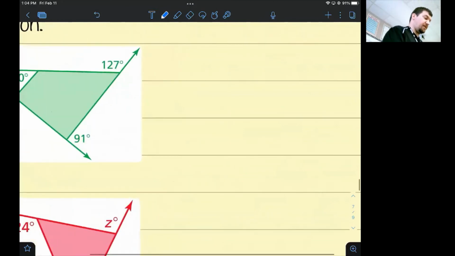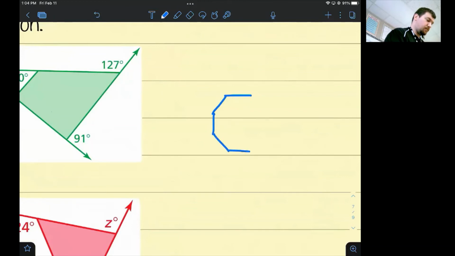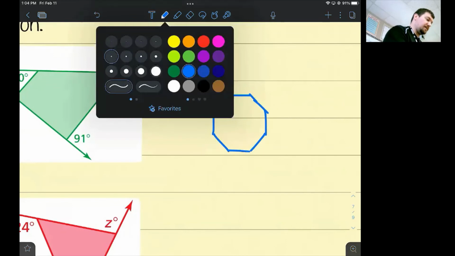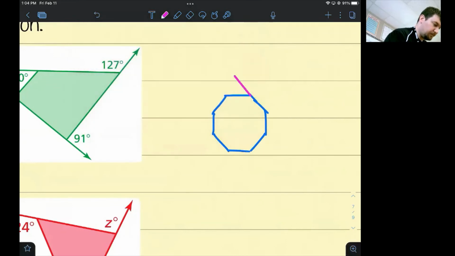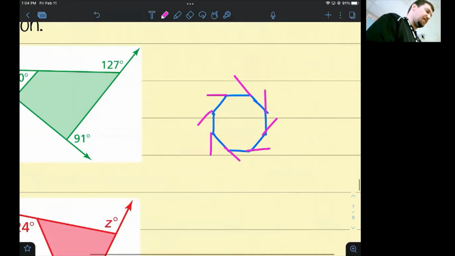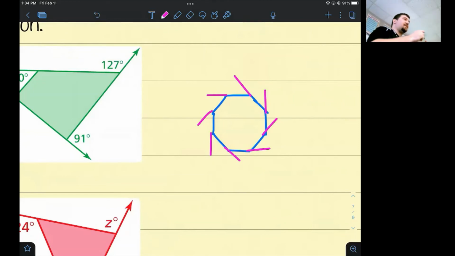So here's another example. If I can draw an octagon, and then I extend all those lines, oops, I wouldn't go that way. Let's go this way. It has 8 exterior angles, but look at all those exterior angles. Are any of them obtuse? No.